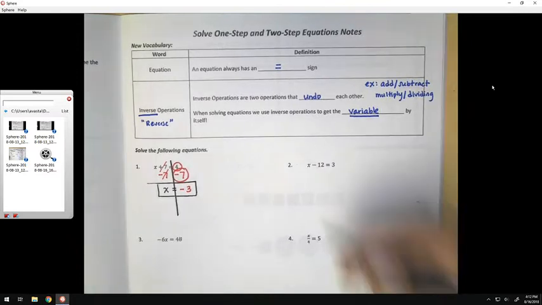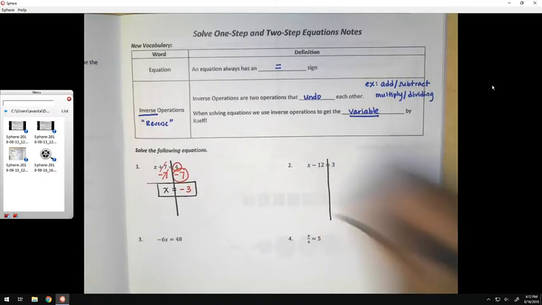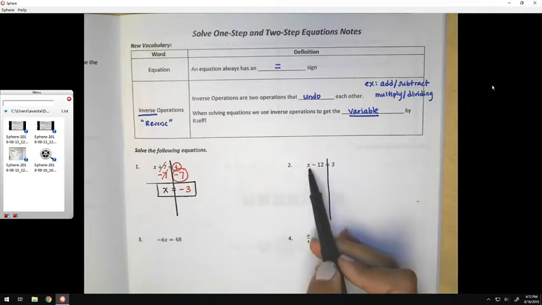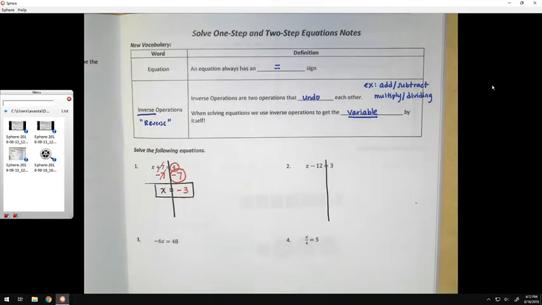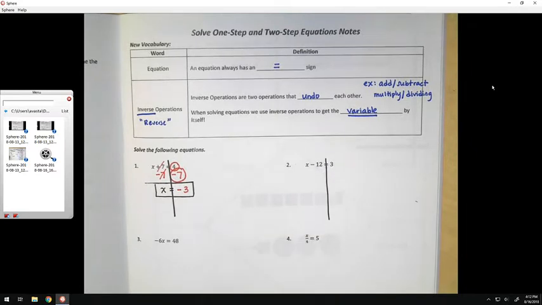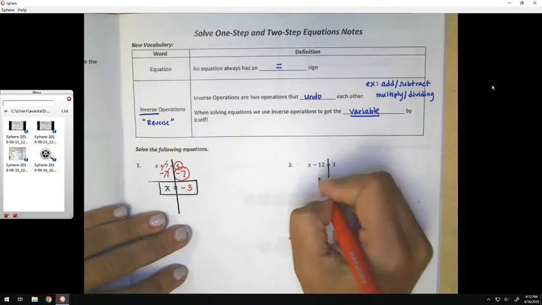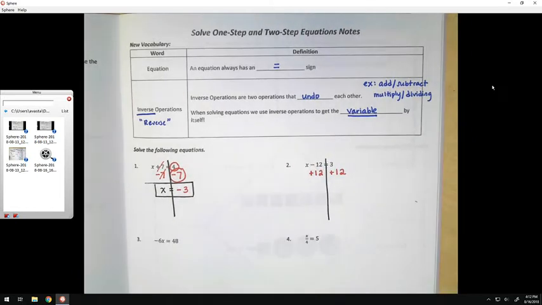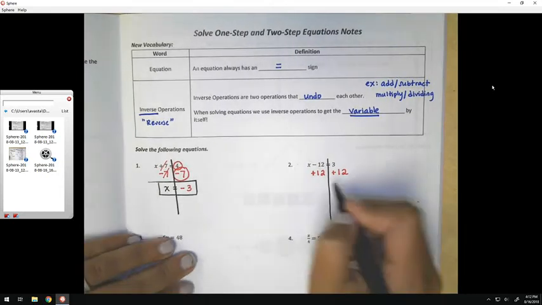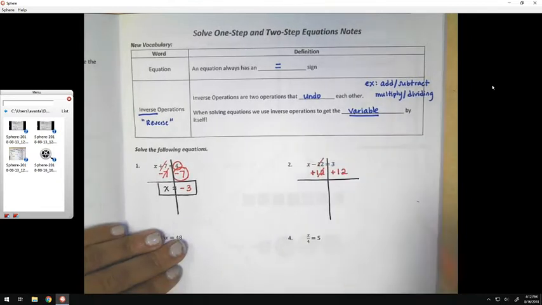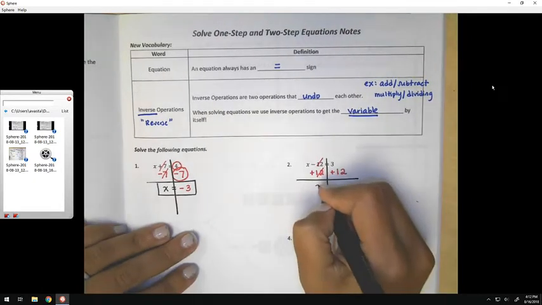Let's take a look at problem 2. So in problem 2, I would again start by drawing a vertical line through my equals sign. My goal here is going to be to get x by itself. Now, in order to do that, I'm going to need to undo this minus 12. The opposite operation, or the inverse operation of subtraction, is addition. So I would add 12 on both sides of my line here to keep it balanced and to undo the minus 12. Now these two 12s will cancel themselves out, so x will be by itself.